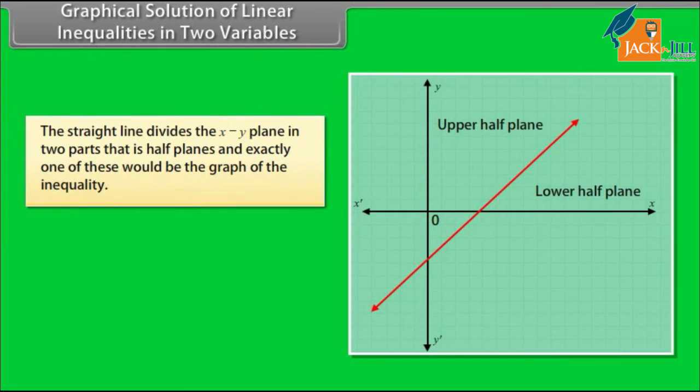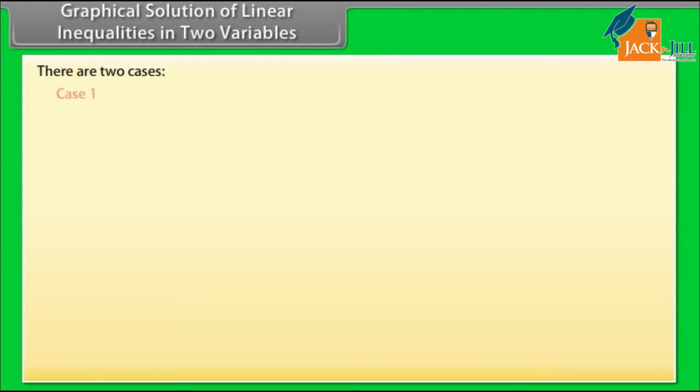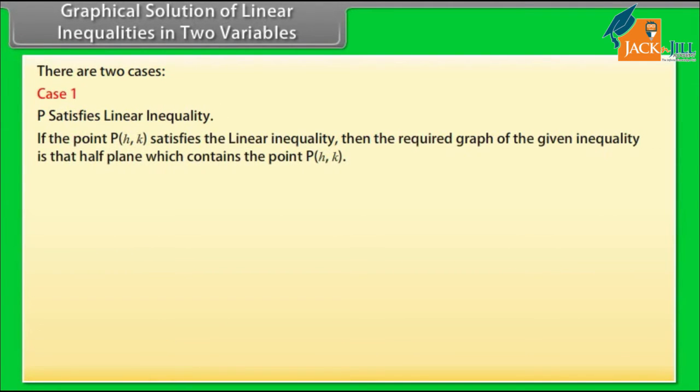The straight line divides the xy plane in 2 parts, that is, half planes, and exactly one of these would be the graph of the inequality. To decide which of the half planes is the solution of the linear inequality, we take an arbitrary point P(h, k). There are 2 cases. Case 1. P satisfies linear inequality. If the point P(h, k) satisfies the linear inequality, then the required graph of the given inequality is that half plane which contains the point P(h, k).